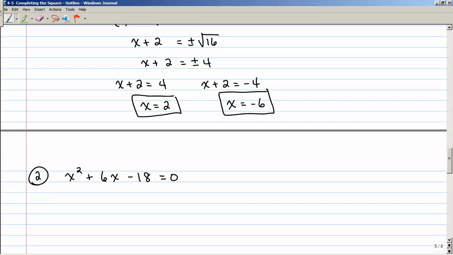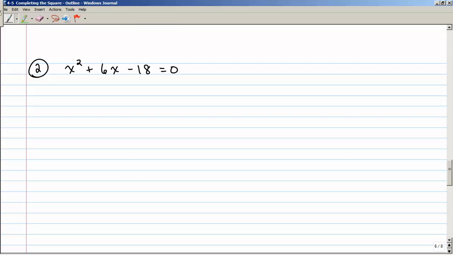Let's try another example here. x squared plus 6x minus 18 equals 0. First step is to make the left side of the equation a perfect square trinomial. To do that, I'm going to move my existing c to the other side. So x squared plus 6x equals a positive 18. Now let's find our new c. c is going to be equal to half of b and square it. 3 squared, which is 9. So I will add a 9 to both sides of the equation.